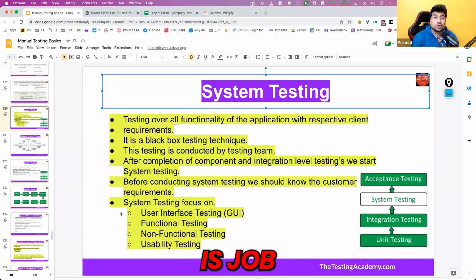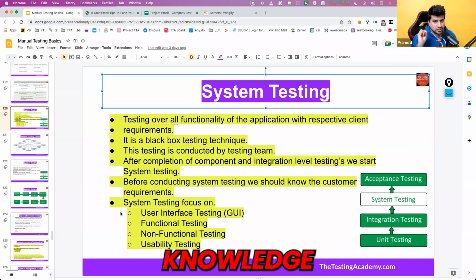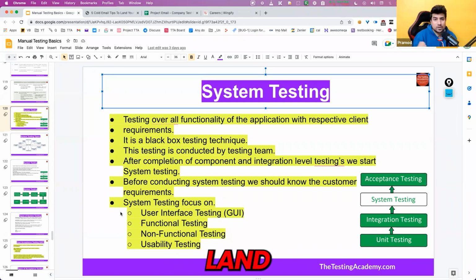The second important point is, from a job perspective, how to send cold emails, which are super important for you. Let me tell you why. The reason is that cold emails can get you a dream job. And I'm going to show you examples of how I have done it. Two important concepts: the first one is learning, and the second one is practical knowledge about how to land your dream job by using cold email.